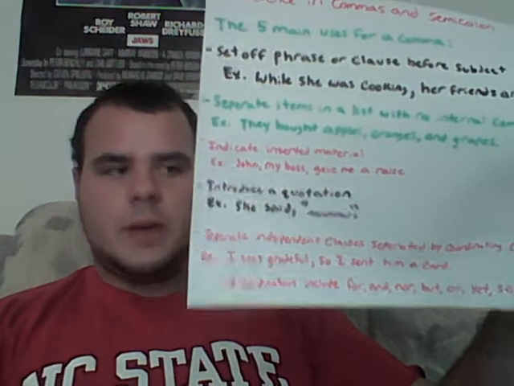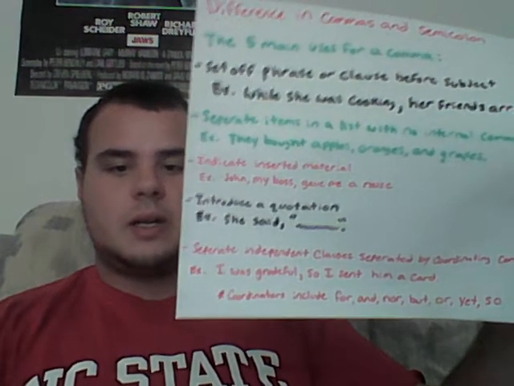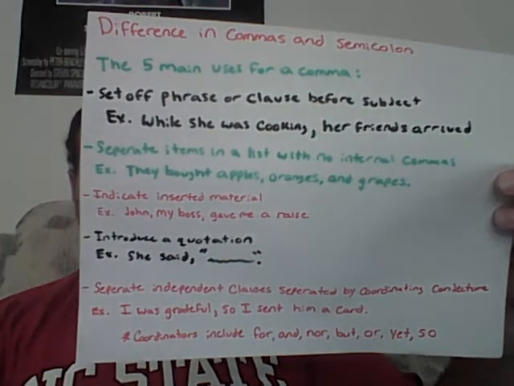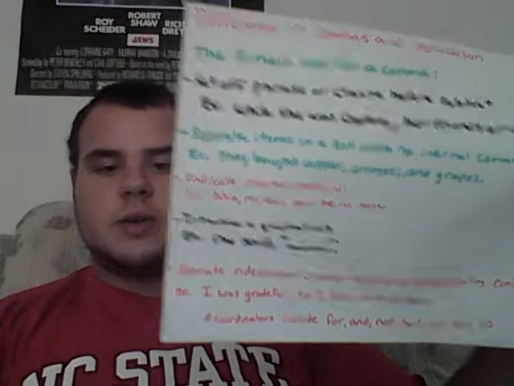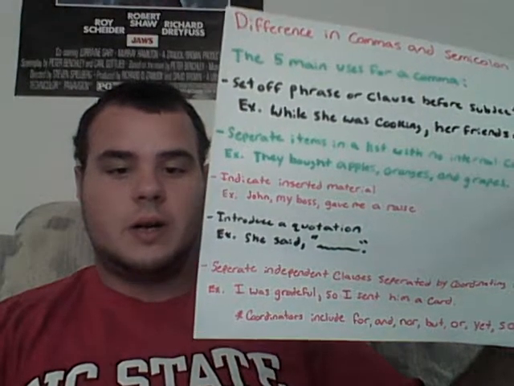Then the other one, where you get confused with the semicolon, is whenever you separate independent clauses with coordinating conjunctions, if I can get all that in there. My example for that was: I was grateful, so I sent him a card.